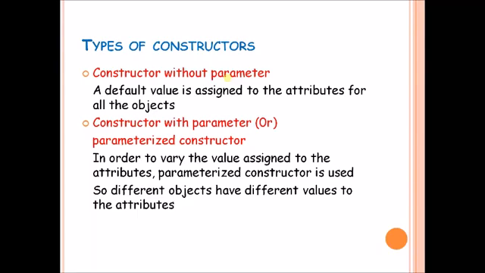If you need to bring some kind of variation in the values that are assigned to the attributes every time an object is created, we go with the constructor with parameter or the parameterized constructor. In order to vary the value assigned to the attributes, parameterized constructor is used. So, different objects have different values for the attributes. So now let's see an example of parameterized constructor.